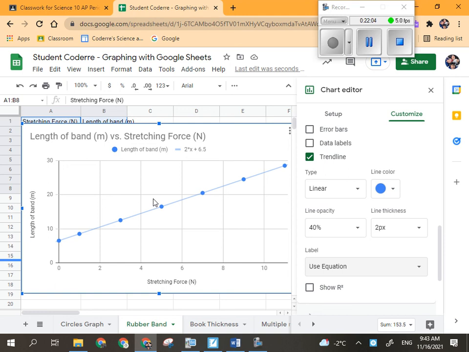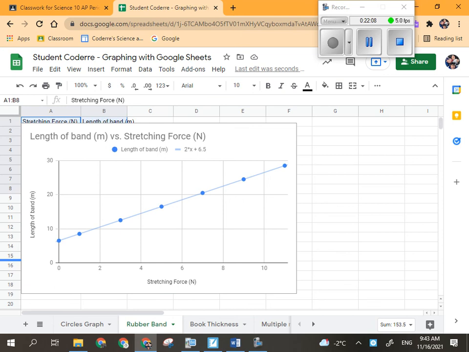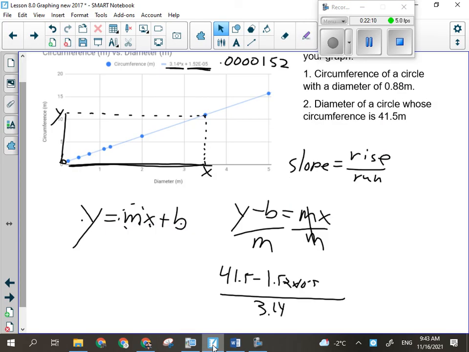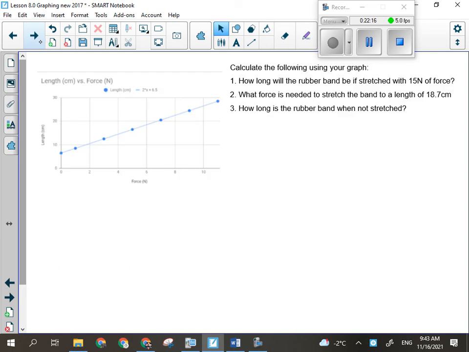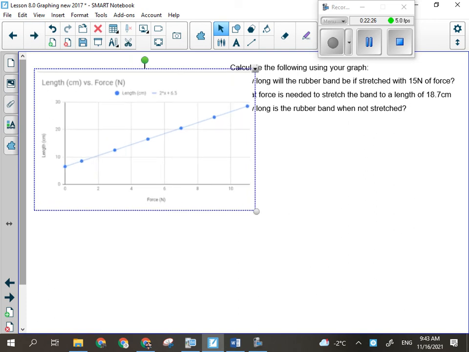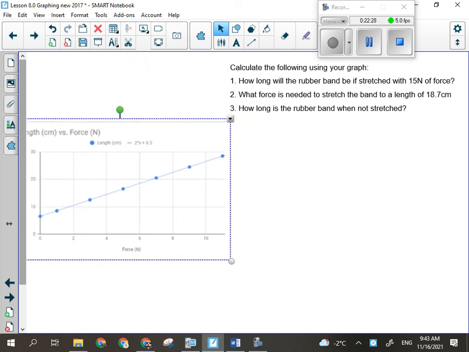All right, so now we're going to look at some calculations to do with that one. Okay, so here's our rubber band information. There's our graph for the rubber band. We've got our y equals 2 times x plus 6.5. I want you guys to see now if you can do those calculations right there.